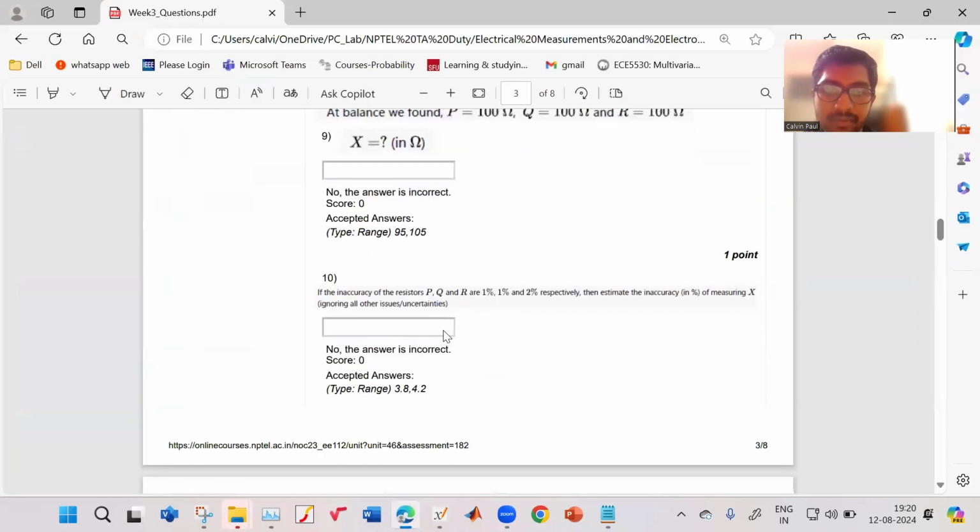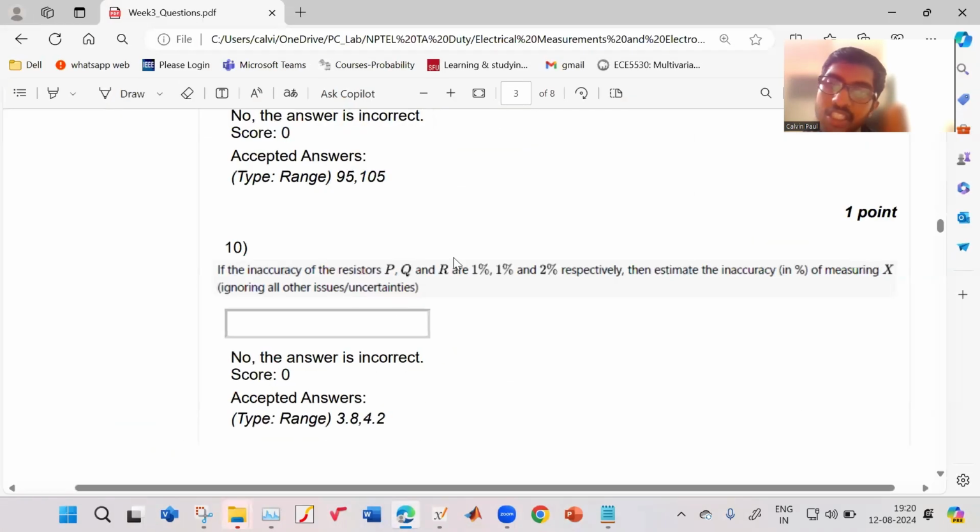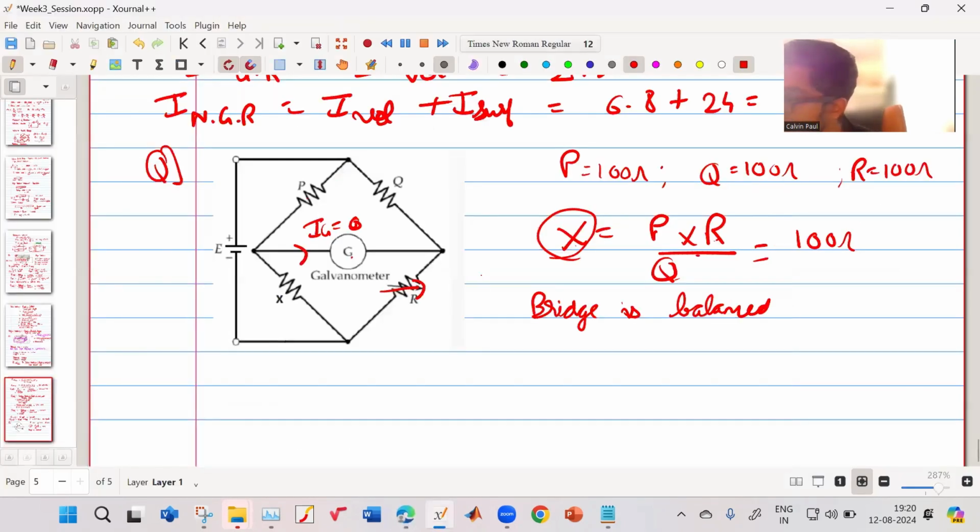Now they are saying the resistors P, Q, and R have inaccuracies of 1%, 1%, and 2%. So we want to find the inaccuracy of measuring X. Okay. And we must ignore all other issues or uncertainties. So it has 1% for P.